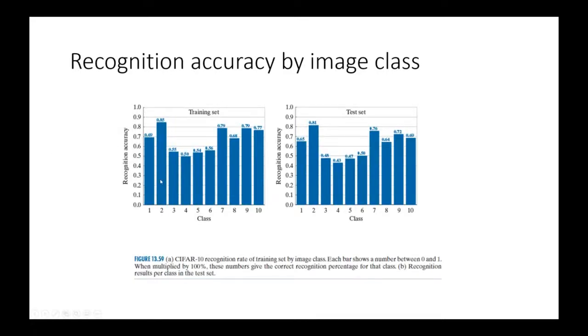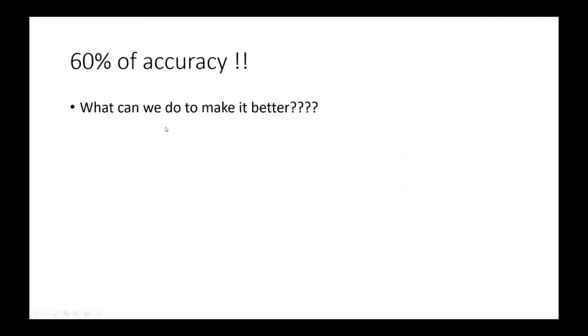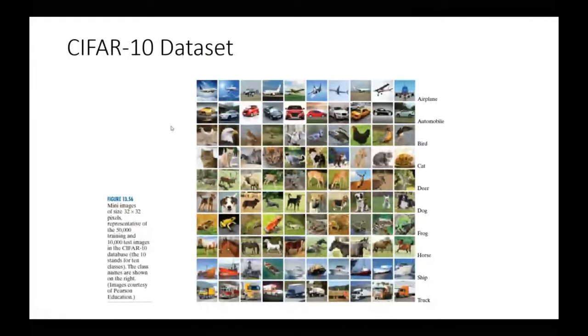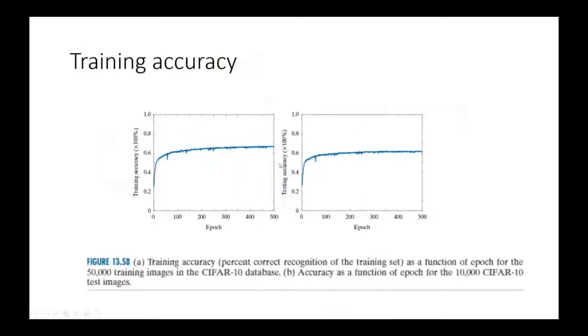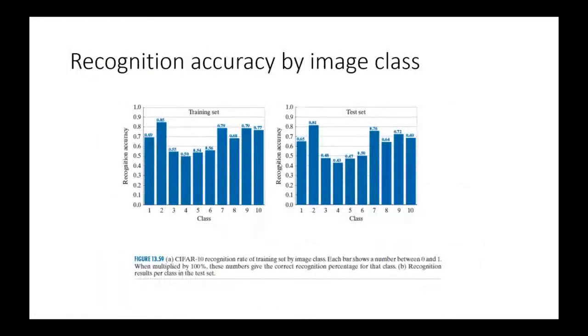And the recognition accuracy, you see that for class 2 was quite good. Which one was class 2? Class 2 was cars. It liked cars. 89%, right? The network learned well, 85%. But it was terrible for frogs. Cats and dogs were not very good. It was around 50% on the training set. On the test set, it was just terrible.